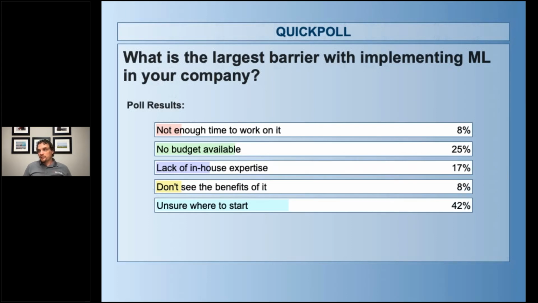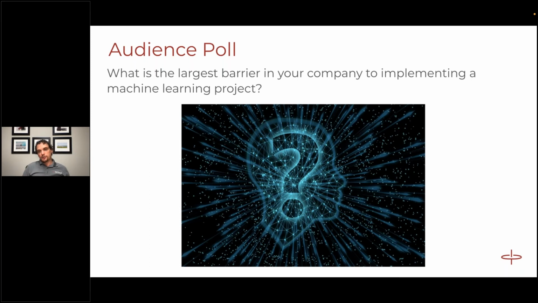So the poll is in, and it looks like the majority is just unsure where to start, which is very, very common. A lot of people are also saying no budget available, which is also one that's very common for us to see, as well as the lack of in-house expertise. Those are big barriers. And yet, at the same time, we know that all of those barriers are overcomable. Companies are doing this; they're seeing the benefits, they're seeing the value. But hopefully, as we talk about more use cases, those will answer some of those questions of where to start.